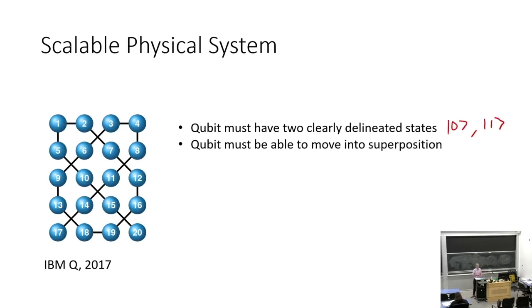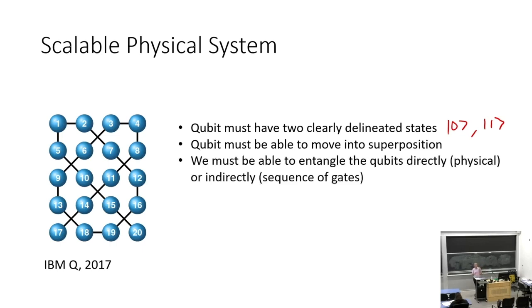So the qubit must also be able to move into a superposition of 0 and 1 if those are our two orthogonal states. And those superpositions need to obey the rules that we've laid out over the last couple weeks in terms of amplitudes and probabilities.